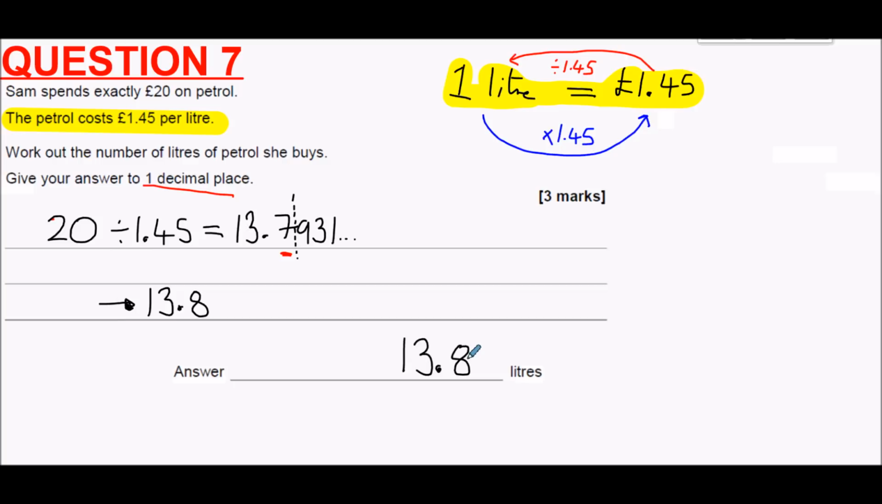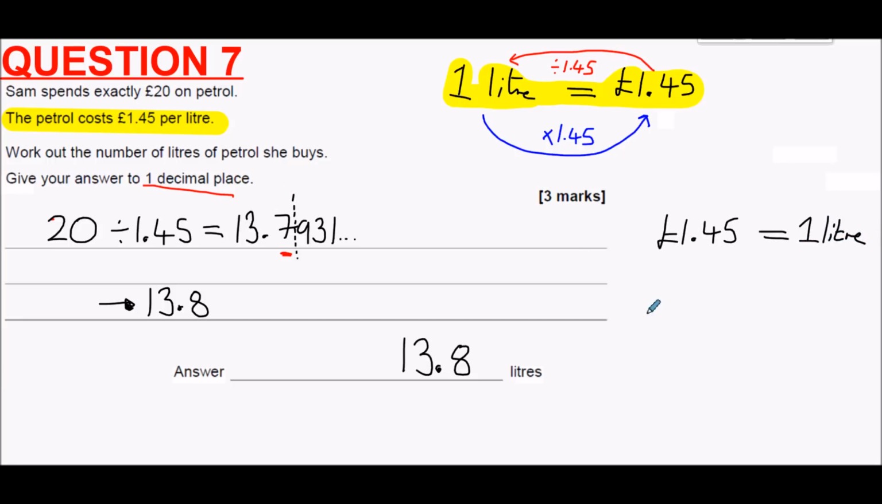I'll now explain it in a different way, as I promised I would. So if that one isn't making sense yet, bear with me. I'll just show you another way you could think about it. And so what we could do is set it out as £1.45 is 1 litre. Nothing new there, we're just using the same information.